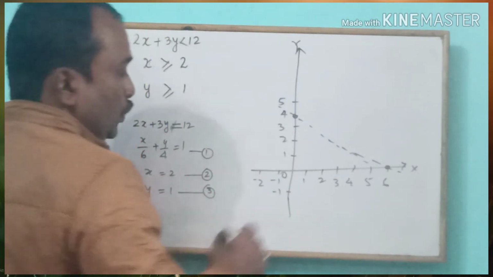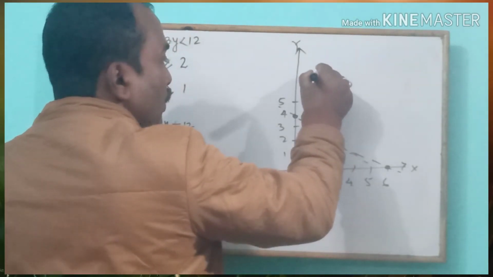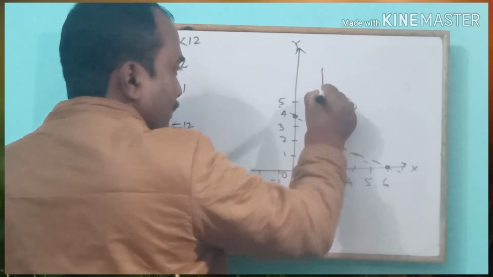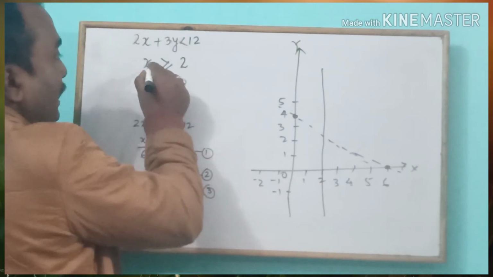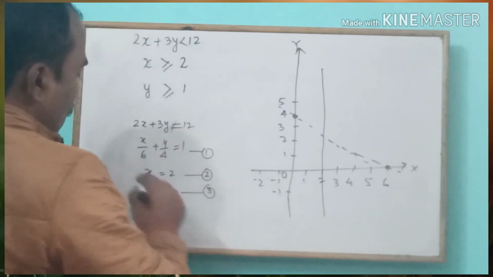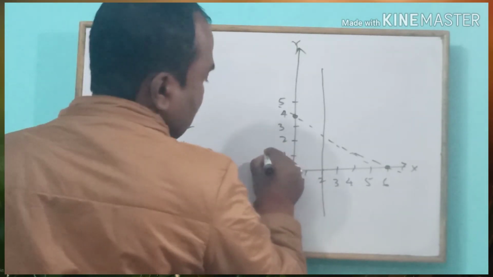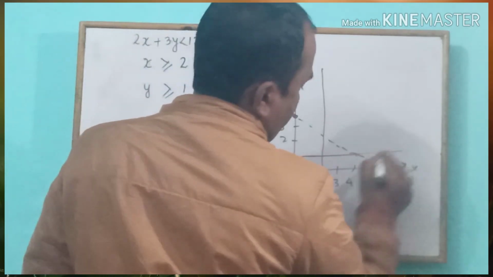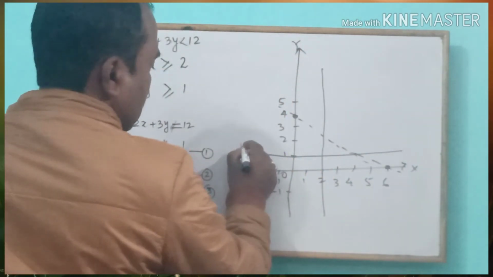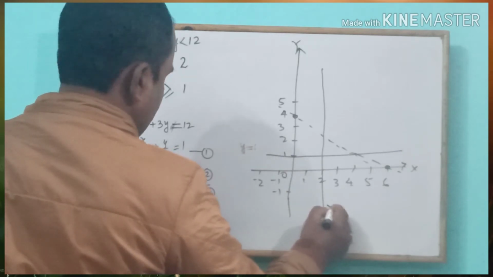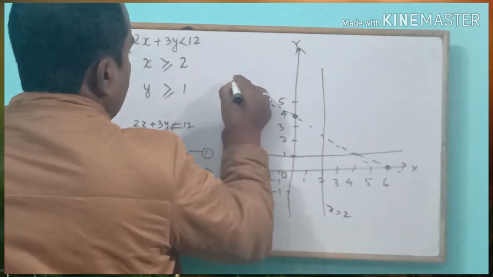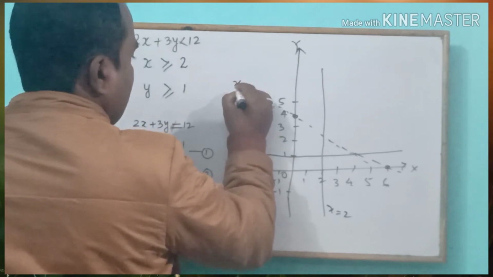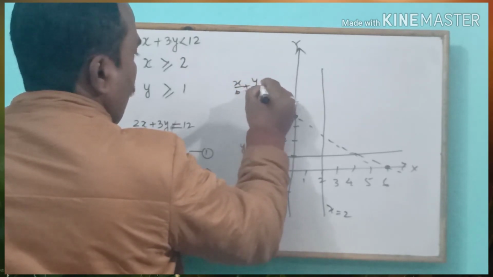Second case, x is equal to 2. x is equal to 2 is a line parallel to the y axis. Here it is a continuous line because it is greater than or equal to. y is equal to 1, this is the line. This is y equal to 1. This is x is equal to 2. And this line is x by 6 plus y by 4 equal to 1.